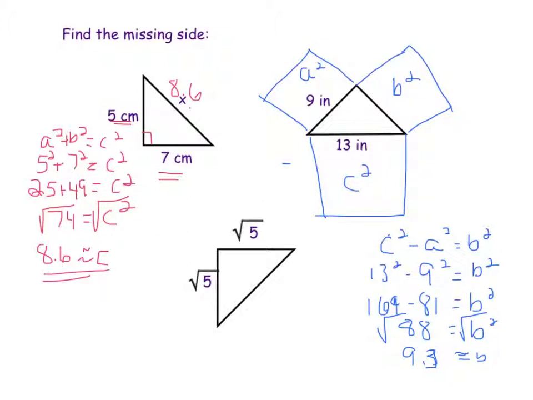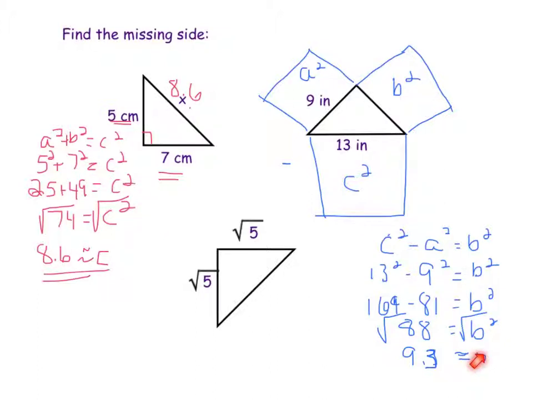So I squared 13, I squared 9, and because I was finding a leg length, I had to subtract instead of add to get the square root of 88 equals the square root of b squared. So b is approximately 9.3.